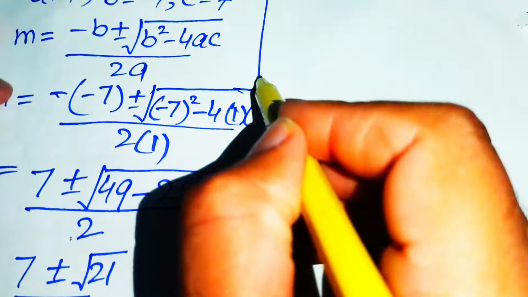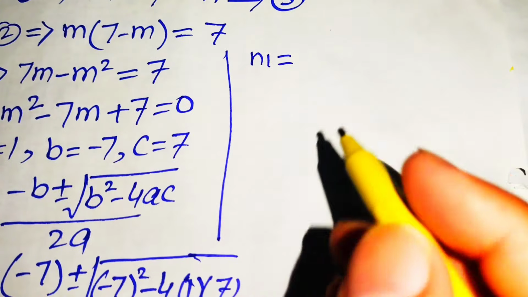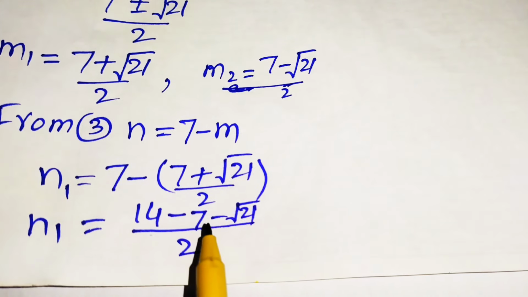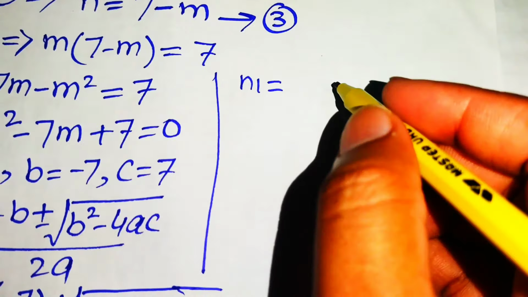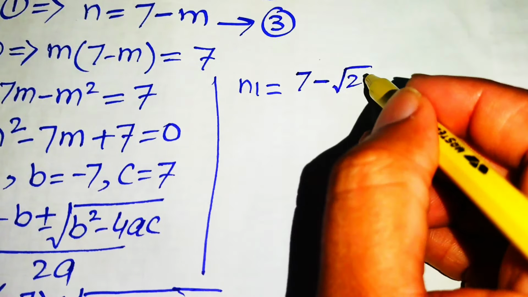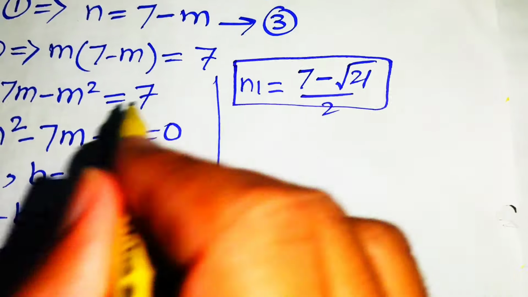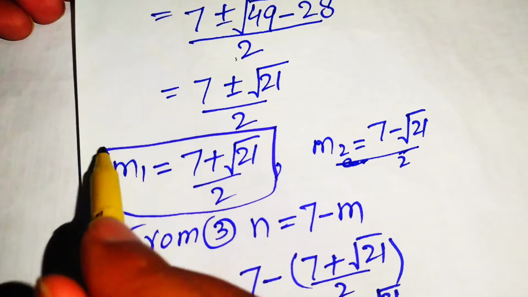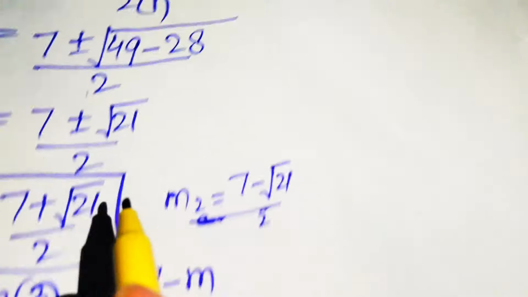So here we obtain n1 equals 14 minus 7, which is 7, minus square root of 21, over 2. So we get n1 equals 7 minus square root of 21 divided by 2. This is the value of n1 corresponding to m1.